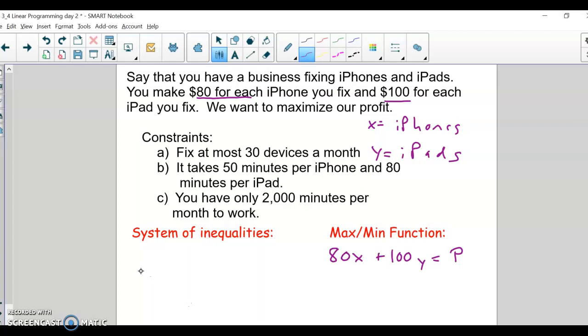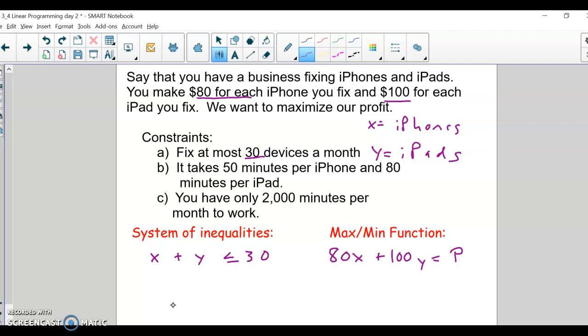All right, as far as the constraints, this is pretty tricky. You can fix at most 30 per month. So we fix x iPhones and y iPads, and that has to stay less than or equal to 30, because we fix at most 30 per month.